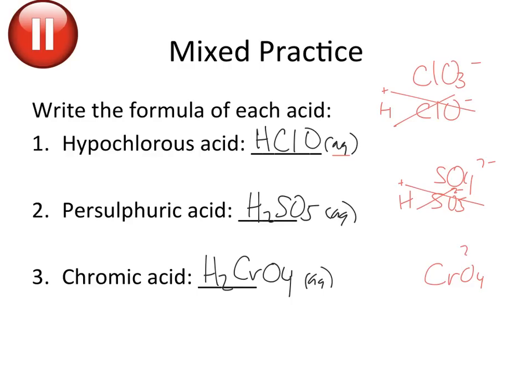And this last one is the chromate ion, so that is CrO4, that's 2 minus. Again, we have hydrogens. Now it's chromic. That means that ic turns into ate. So it's just simply the chromate polyatomic ion. So it's just CrO4 2 minus. And again, we cross, we get H2CrO4.